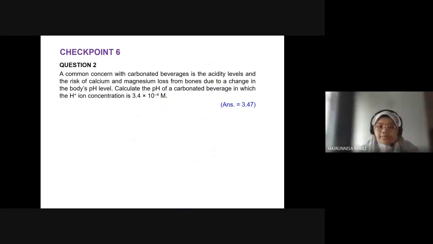Okay, cuba jawab yang ni pula. Question point 6. A common concern with carbonated beverages is the acidity levels and the risk of calcium and magnesium loss from bones due to a change in the body's pH level. Calculate the pH of carbonated beverage in which the H plus ion concentration. Very straightforward lah. Dia nak pH, dia bagi H plus concentration.